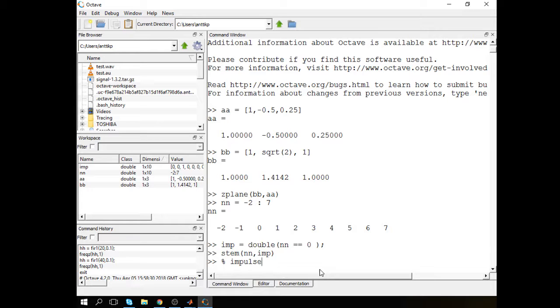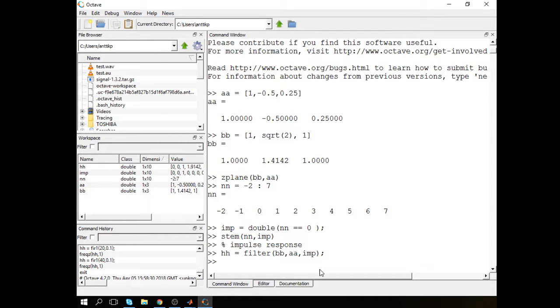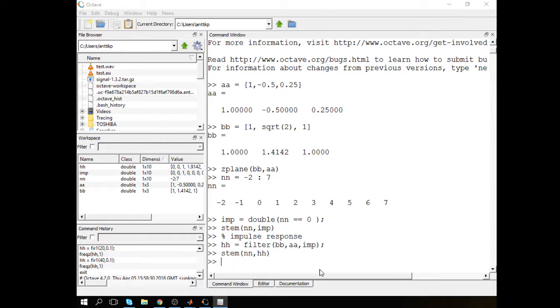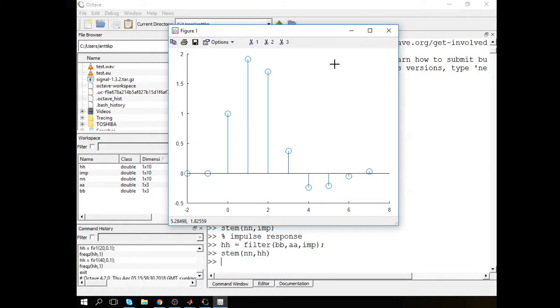Okay, then we can run this signal, impulse signal, through the system. So impulse response, HH equals filter. Filter is the linear time invariant system implementation in MATLAB. BB, AA, and then the signal int. Okay, there we go. And we can plot that one. Stem NN, HH, and we get that's the impulse response.